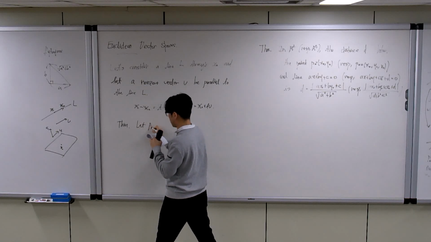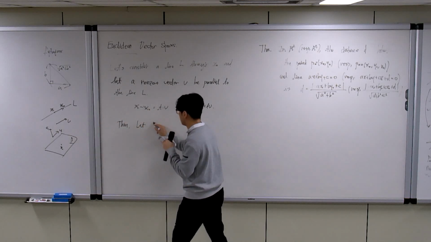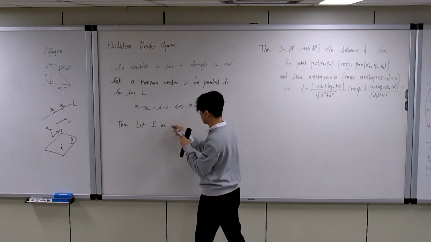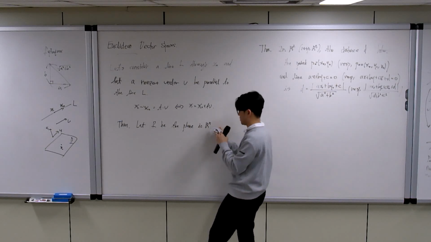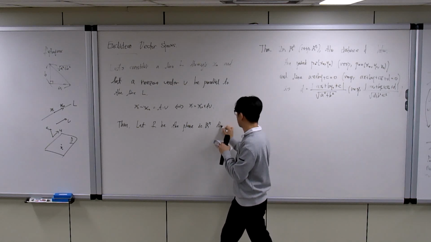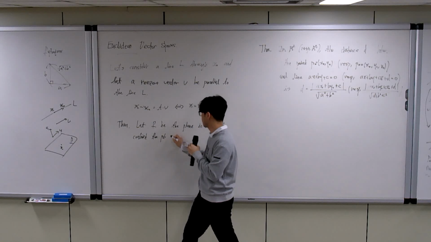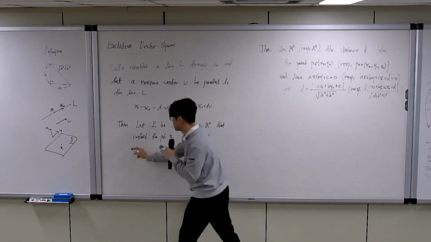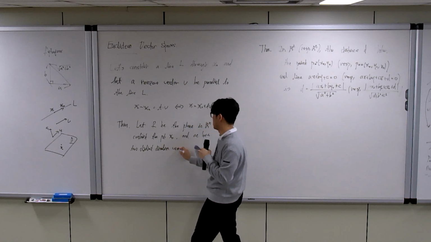So I will write, let P be a plane in R to the n that contains the point x0, and we have two distinct direction vectors, v1, v2.